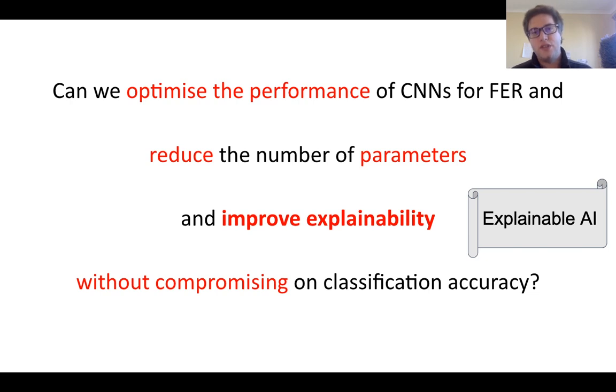So our research question is, can we optimize the performance of CNNs for emotion recognition, reduce the number of trainable parameters, and improve the explainability? This refers to the theme of explainable AI, where we are not just building models that we can't understand, like black boxes in the deep learning era. We want to build models that help humans understand what is going on and why the model is making certain predictions. And of course, the final goal is to reduce the parameters and improve explainability without compromising on the classification accuracy.